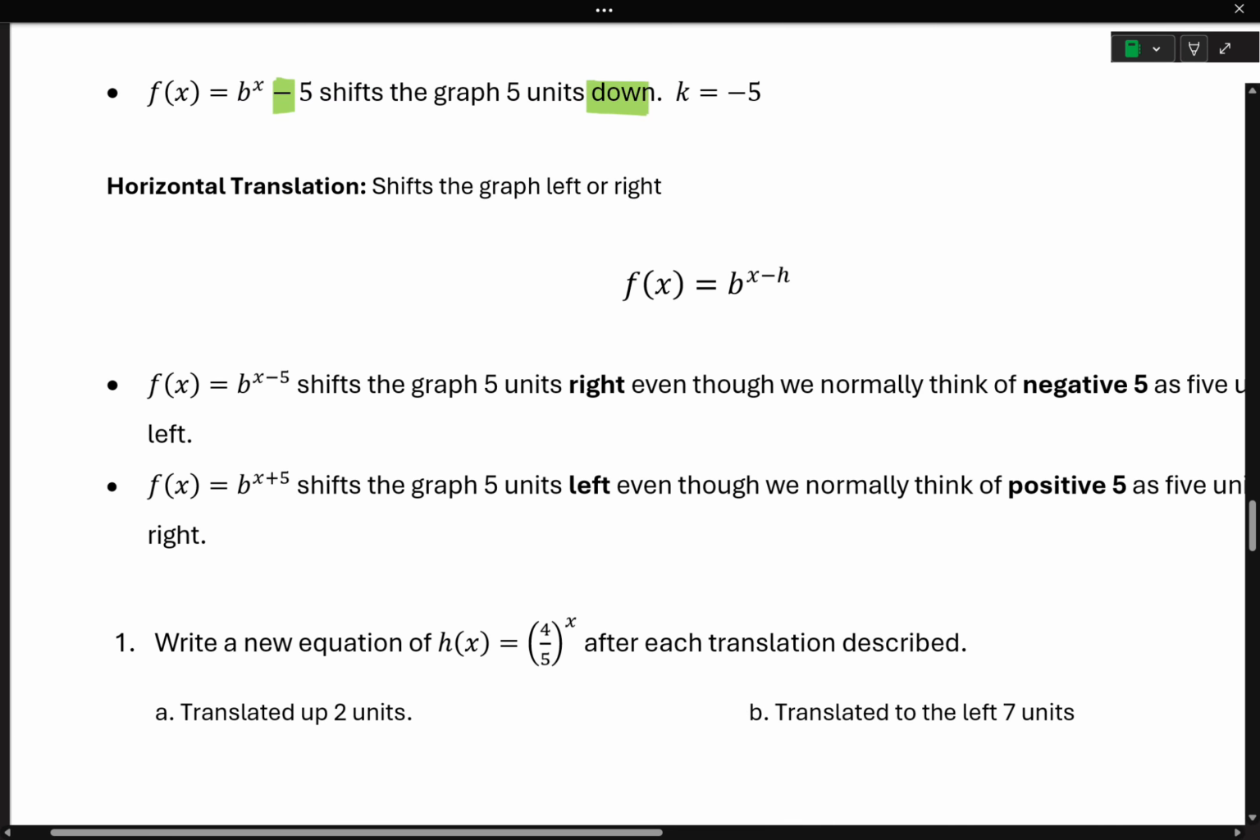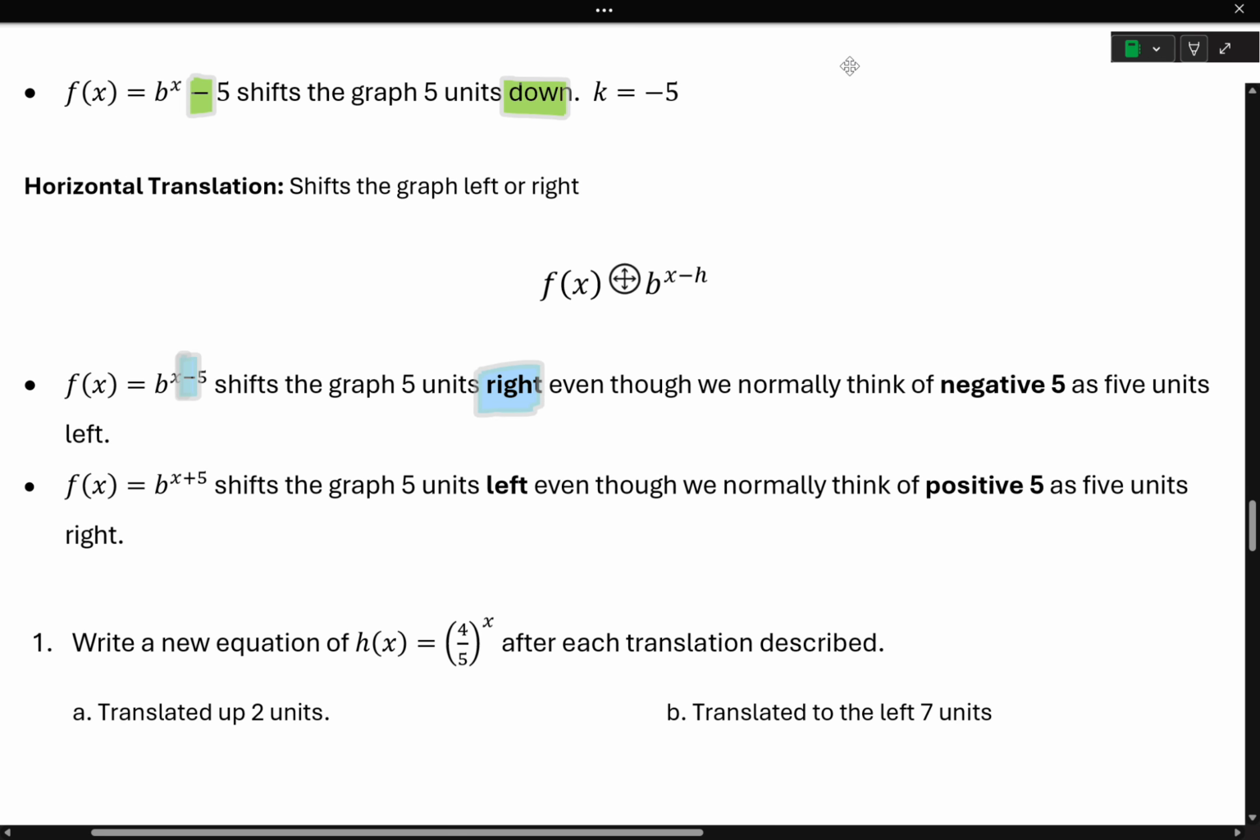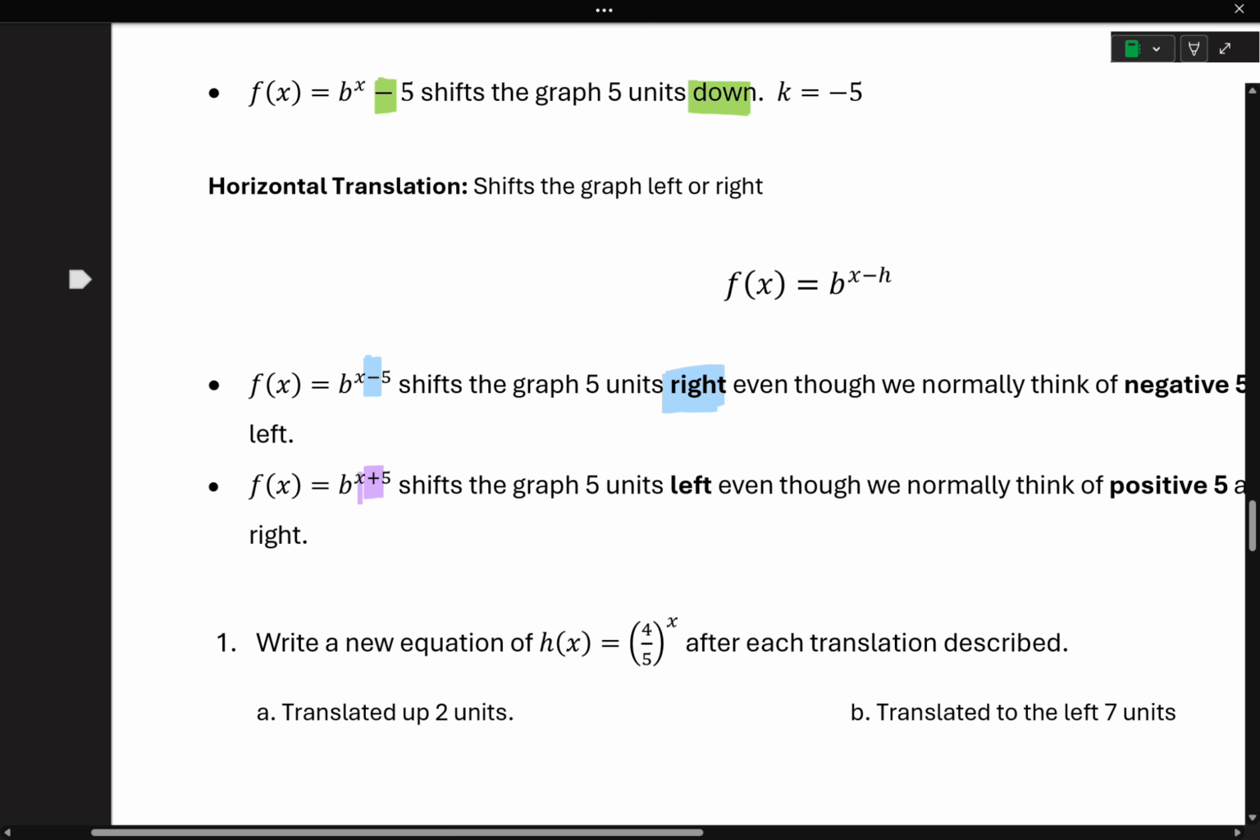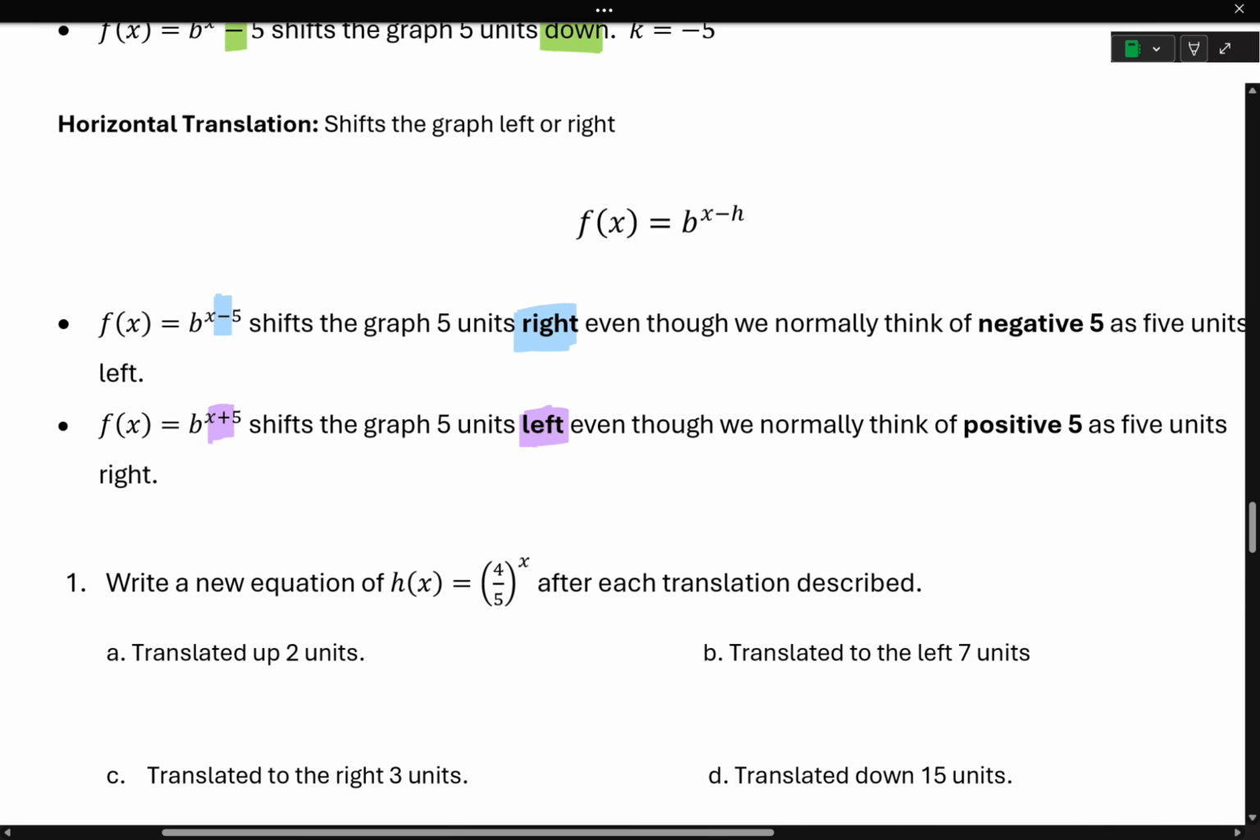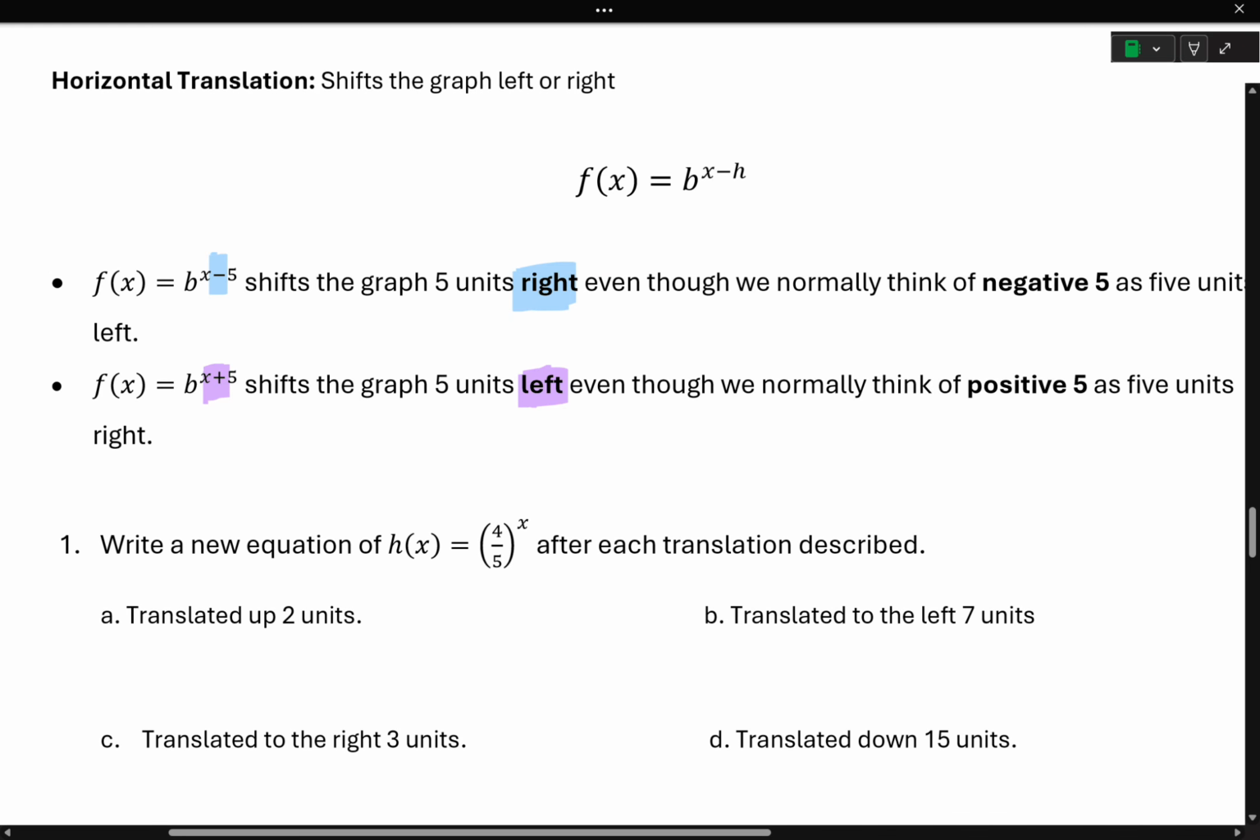If we're moving left and right, it's kind of weird. If we're subtracting in the exponent, it's to the right. And if we're adding, it's to the left. I know it's counterintuitive. I know. But later on in math, the more you learn, you'll see why this happens. Next year, when you look at factoring and stuff like that, you'll start to get it a little bit more.